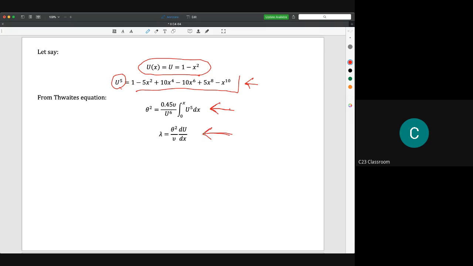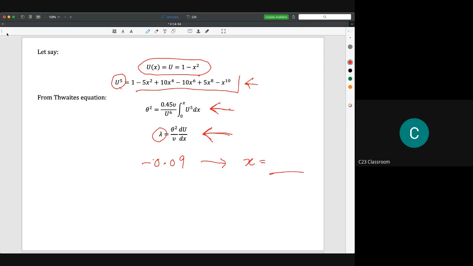We need to determine the value of lambda. We assume that separation occurs at minus 0.09. Then we need to find the value of x. So this is the whole work for the Twitch solution.